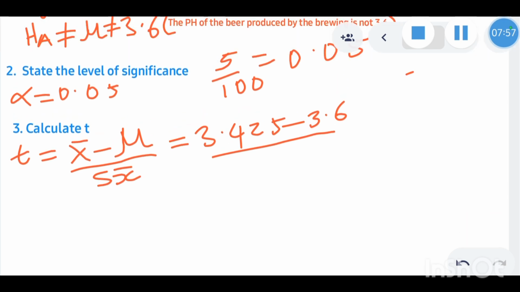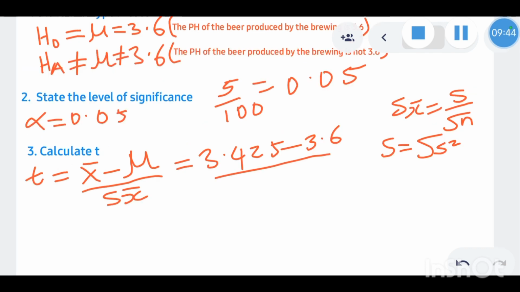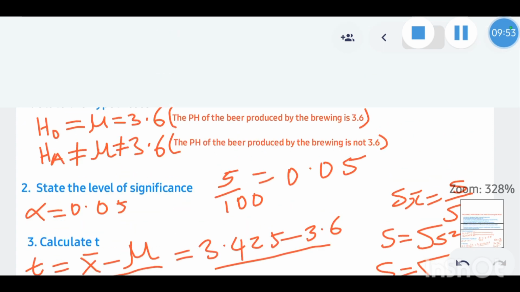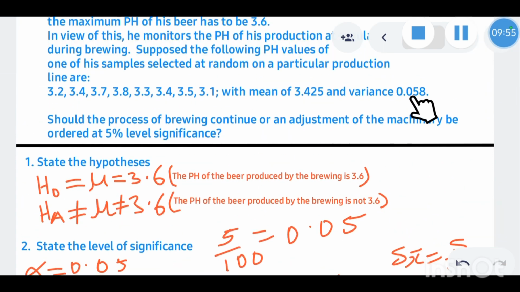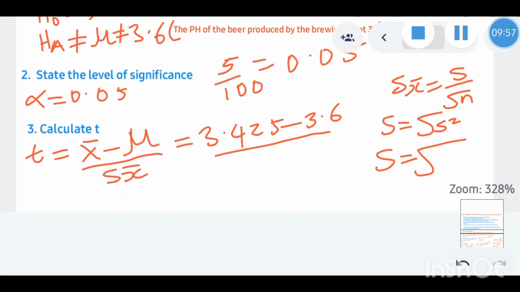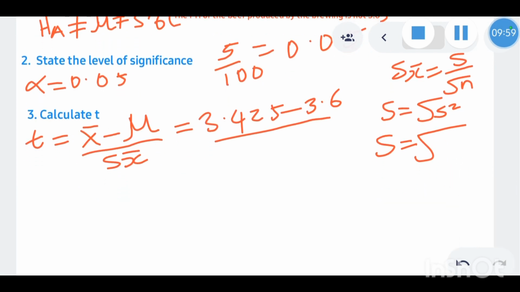Standard error equals standard deviation over root n, right? Since standard deviation equals the square root of variance, we have the square root of the value of our variance given, which is 0.058. So we substitute that now. We have the square root of 0.058.